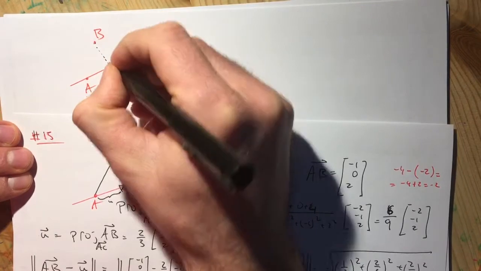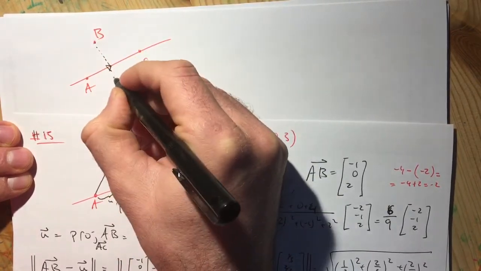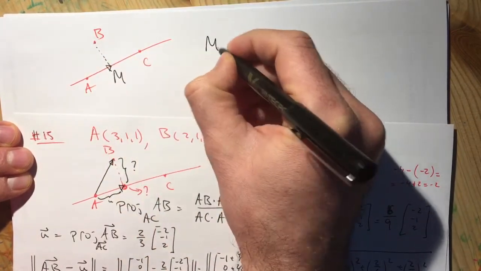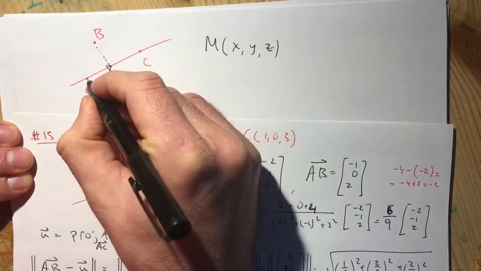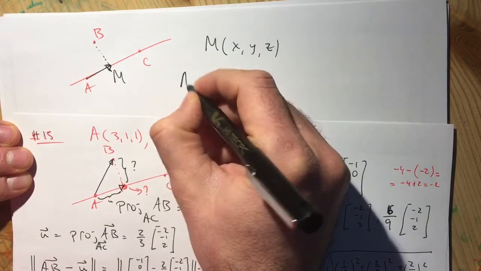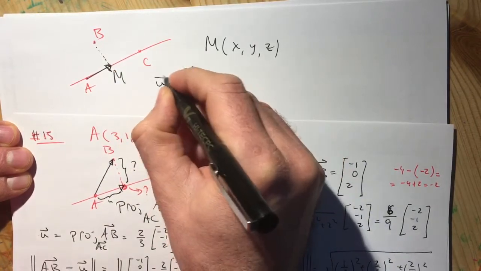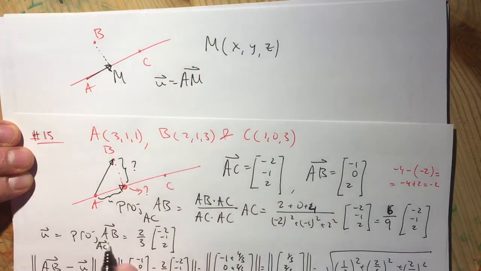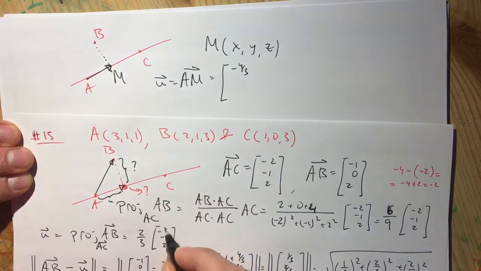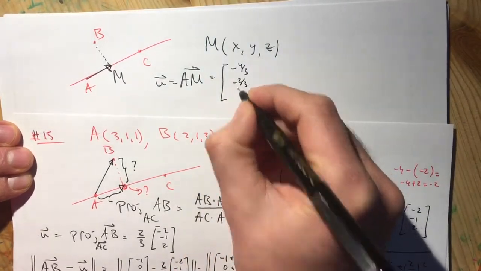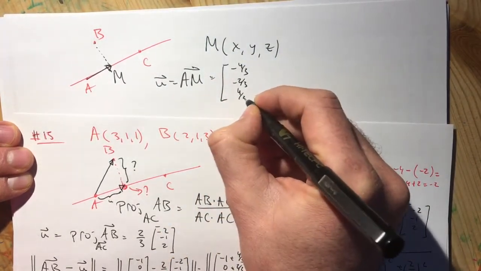And we found this vector here. So let's call this point M. And I want the coordinates of M, X, Y, and Z, right? Well, I have the vector AM, which is the U vector found in the projection, the U vector found in part A. So that's equal to -4/3, -2/3 and 4/3.